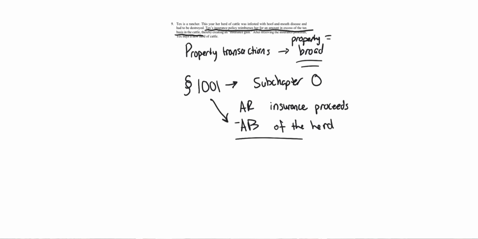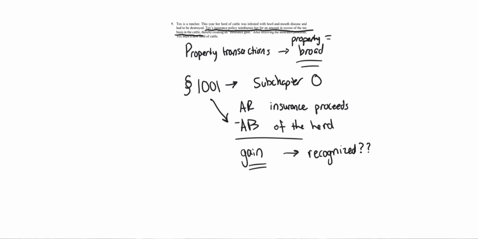Sorry, I misspelled that, right? Herd, H-E-R-D, not H-E-A-R-D. There will be a gain because it's saying that the insurance proceeds are in excess of the herd's basis. So there is indeed a gain. So the question becomes, will this gain be recognized?